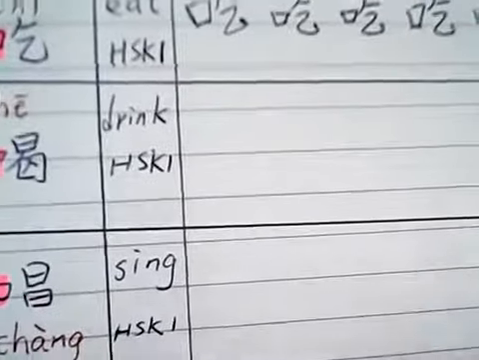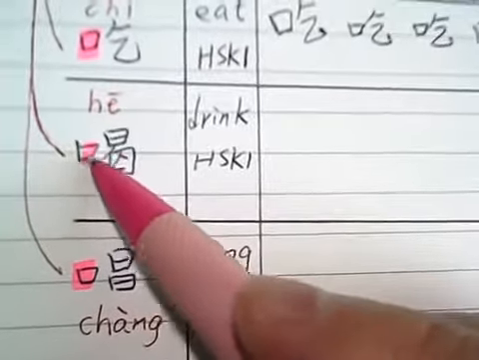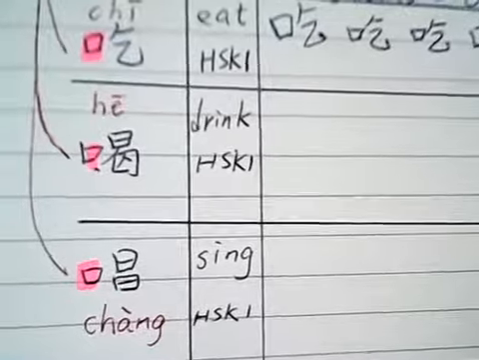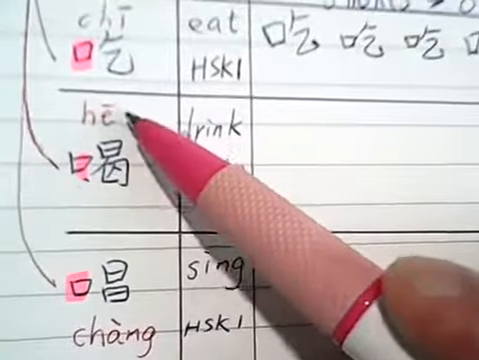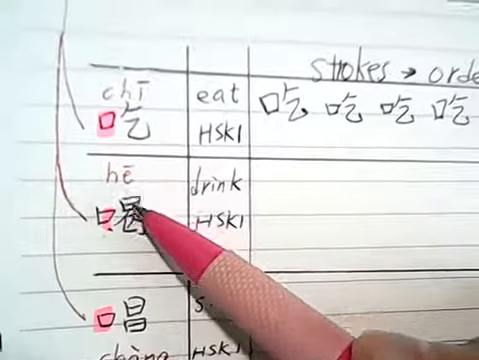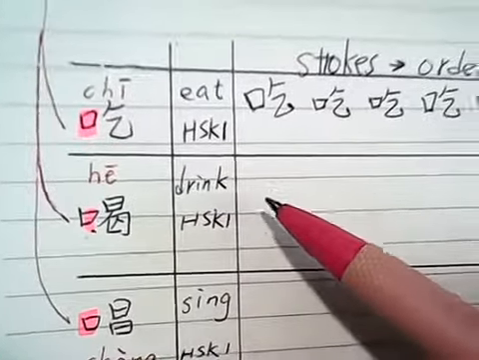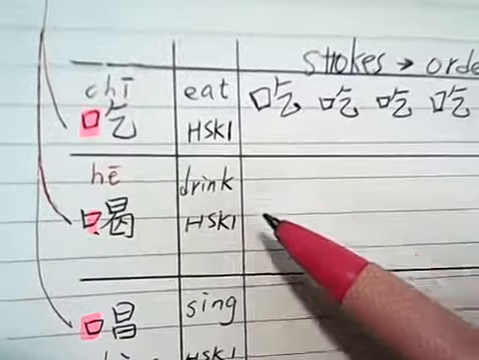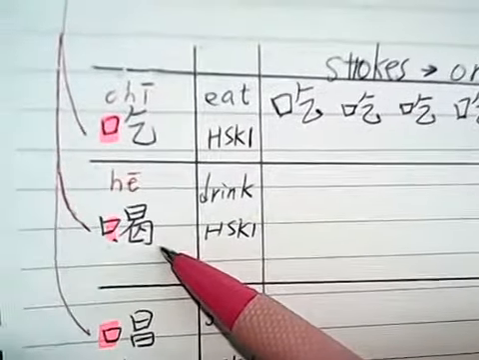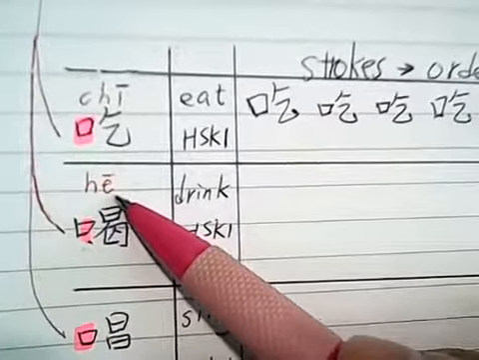Okay, let's introduce some similar words with the same radical, 口, and you write it smaller. Okay, that's the simple form of it. And this word is 喝, which means drink. This word belongs to HSK level 1. This is very basic and important word in Chinese. And this word is a verb. 喝 means drink.